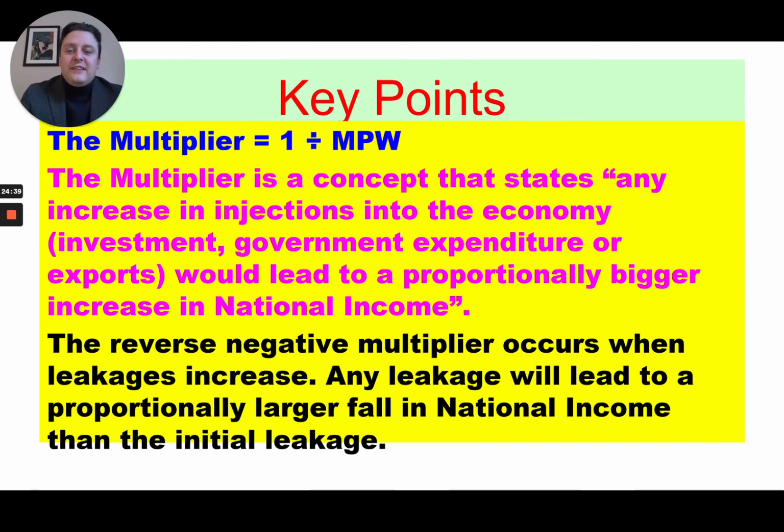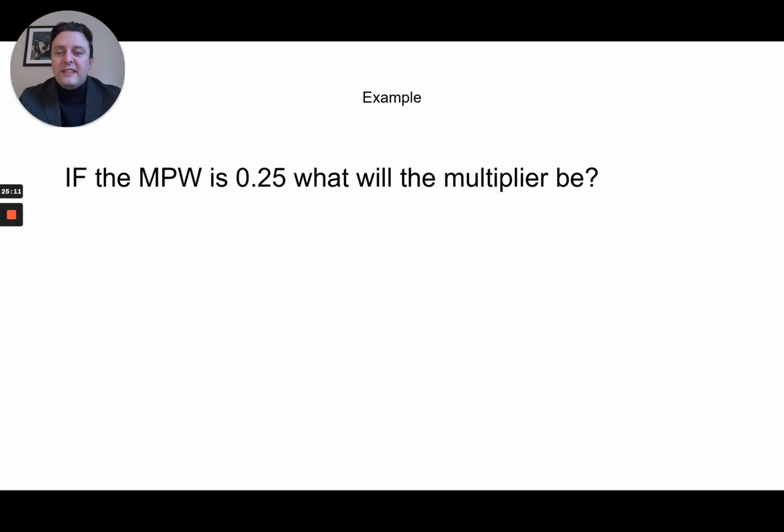So again, as I said, any increase in injections into the economy would lead to a proportionally bigger increase in national income. You can see that from the activity we just did. The reverse, the negative multiplier effect, occurs when leakages increase. Any leakage will lead to a proportionally larger fall in national income than the initial leakage. Another good evaluation point. So let's have a wee look at this. We've got the marginal propensity to withdraw. That's 0.25. What is the multiplier?